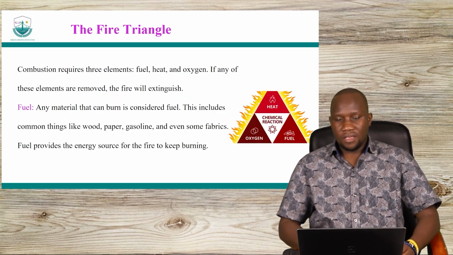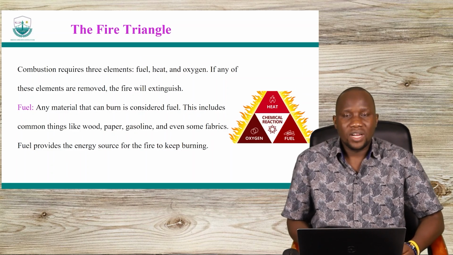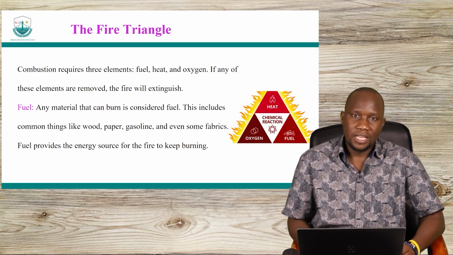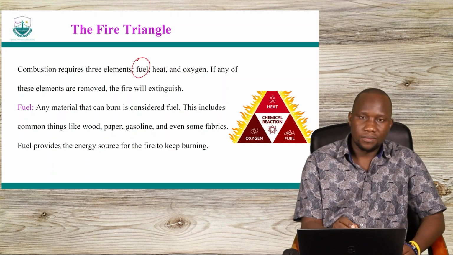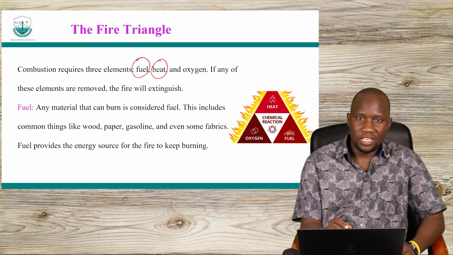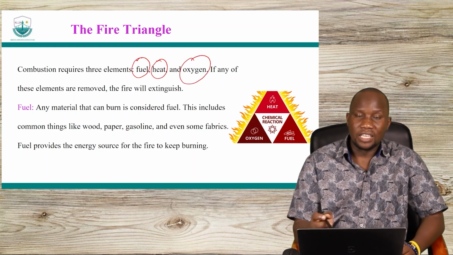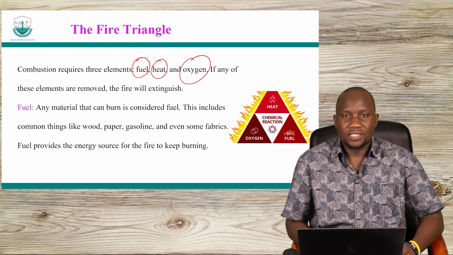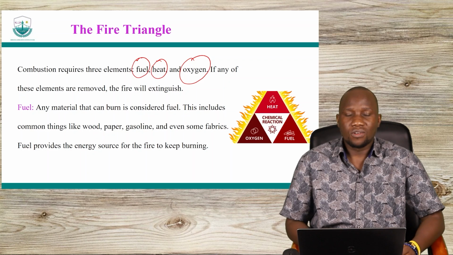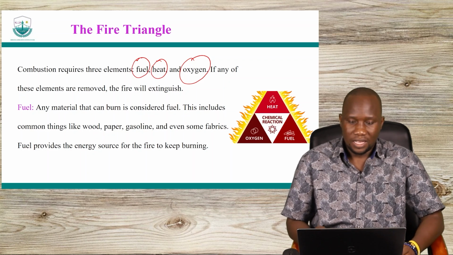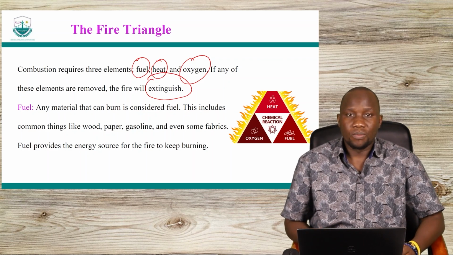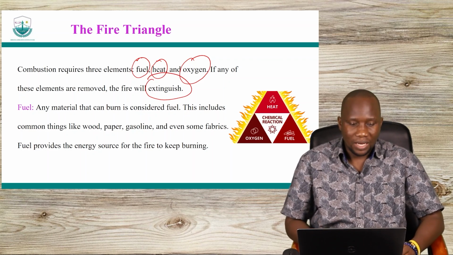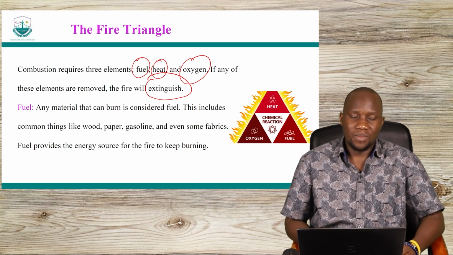So for any combustion to be taking place, there are three things that need to be here. The first one, fuel. The second is heat. And then the third is oxygen. Those are the three things that you need. If one of them is not there, then the fire will go off. Or you will not have combustion happening. The burning will stop. Combustion is basically burning.